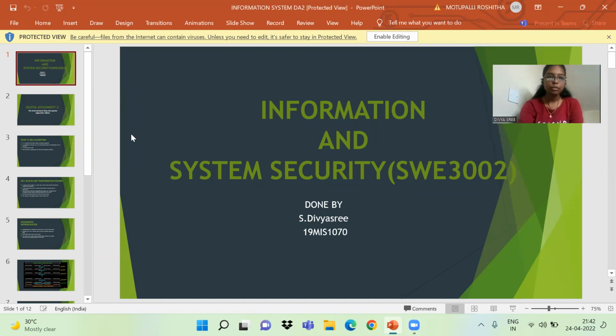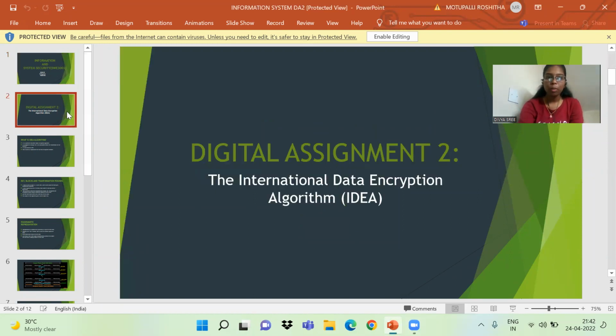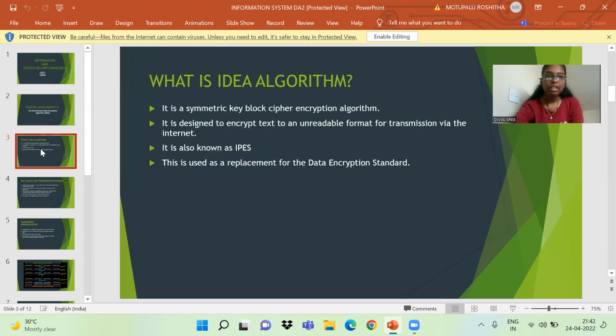Hello. In this video, we will get to know about the topic the International Data Encryption Algorithm, which is also known as IDEA. Let us know what is IDEA algorithm. It is a symmetric key block cipher encryption algorithm. Symmetric means it is reversible as a DES algorithm.